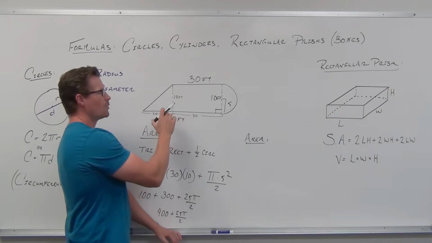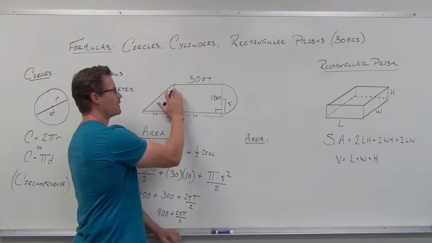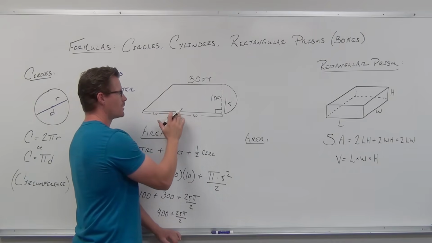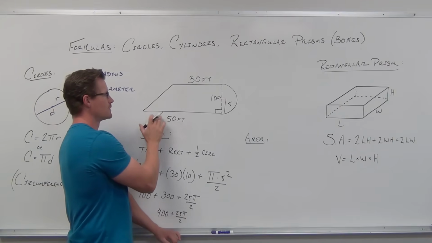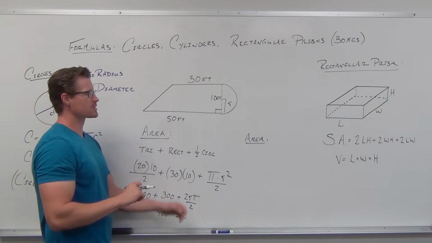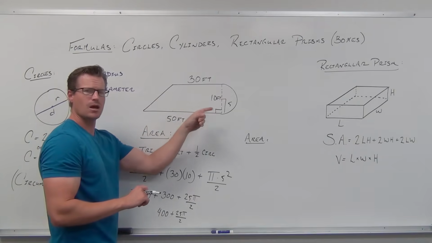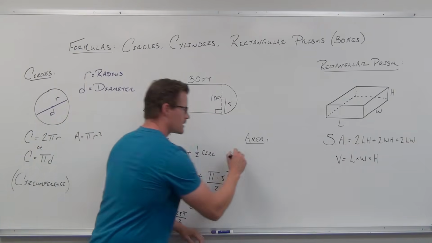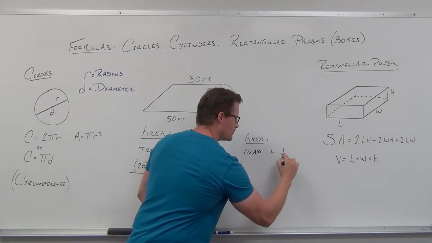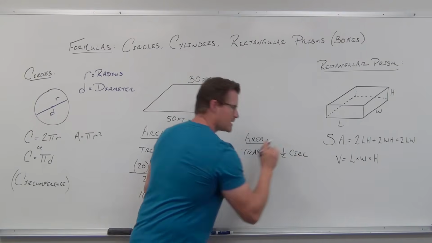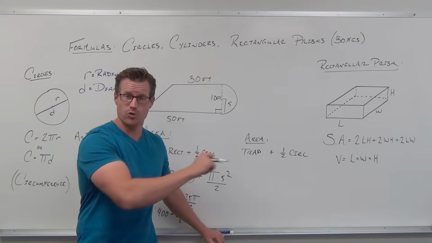Now, let's look at the other way. So option 2, what if you didn't see the triangle? No problem. What if you just saw the trapezoid? So the trapezoid has this base 1 of 30, this base 2 of 50, and a height of 10. We're still going to have half a circle, but here I see trapezoid. Notice how I'm writing down the figures, plus half a circle. This makes sure I don't forget anything, and it describes what I'm doing. It describes I'm cutting some formulas in half.